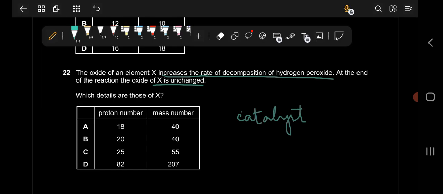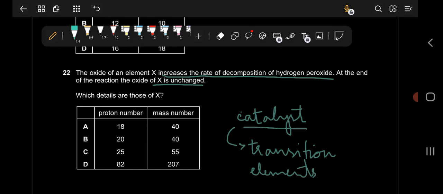ठीक है? तो X हमें इससे पता चल गया कि X is a catalyst. And the second thing we know that catalysts are made up of transition elements. Okay, we also know this property that catalysts are made up of transition elements. ठीक है? Now over here we are given with the proton number and with the mass number. ठीक है? Proton and mass number. Over here we are trying to find the best suitable proton and mass number for a catalyst.